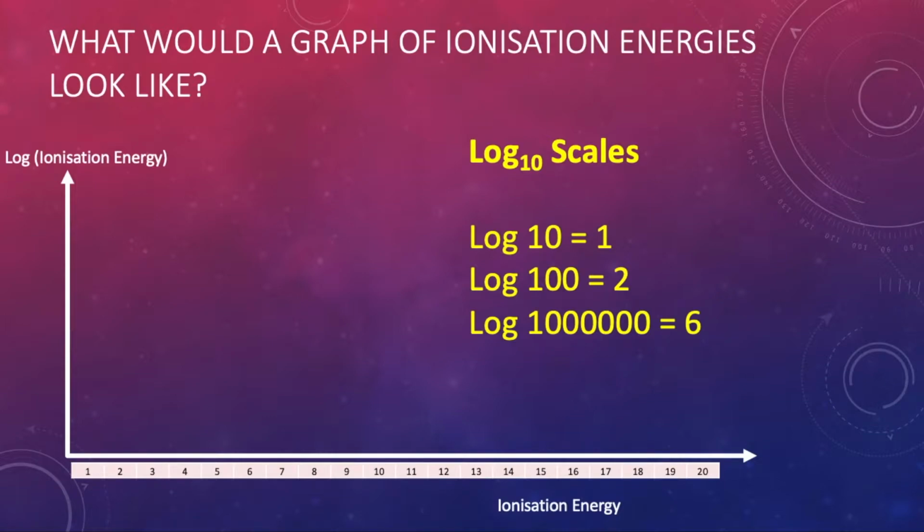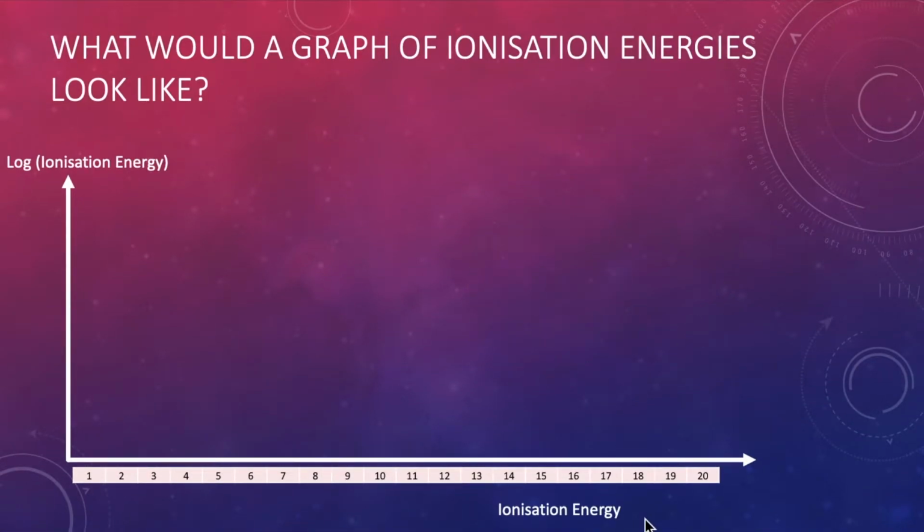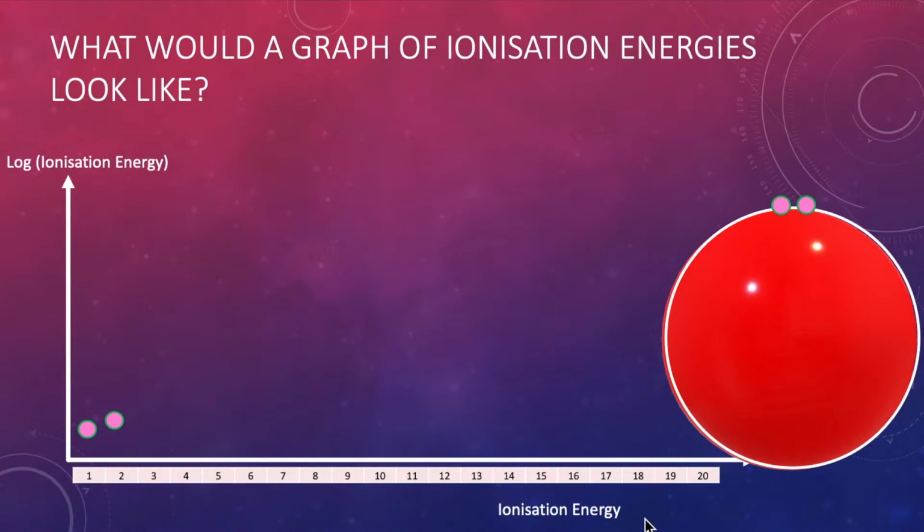So what would a graph of ionization energies look like if we plotted them all for one atom? And again, we'll look at calcium. So we're going to use a log scale. Now a log scale just takes a scale where we have a large range in numbers to make it a little bit easier to handle. So for example, 10 would become 1 and a million would become 6. So let's now look at what it will look like for calcium.